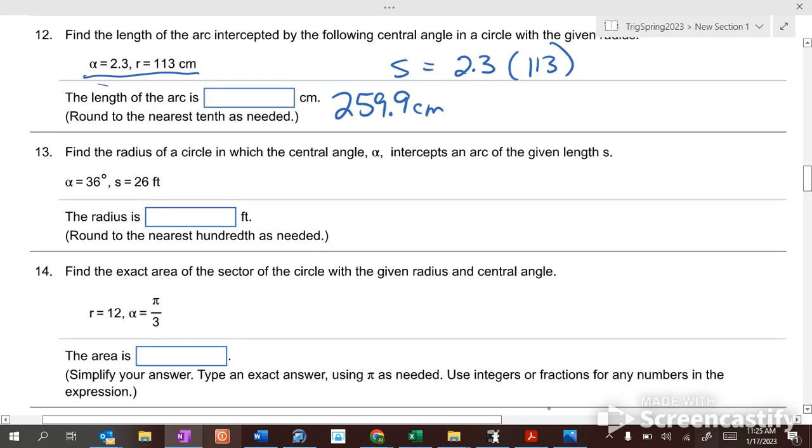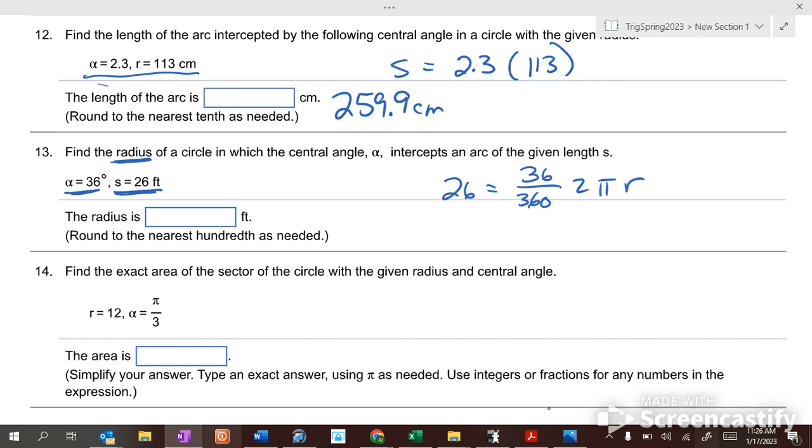Okay. This one, it gives you the arc length, and you need to find the radius. And this is in degrees. So 26 equals 36 over 360, because this is a geometry one because it's in degrees. So you have to use the top one. So 36 over 360 times 2 pi r. Now I know 36 over 360 is 1 over 10.